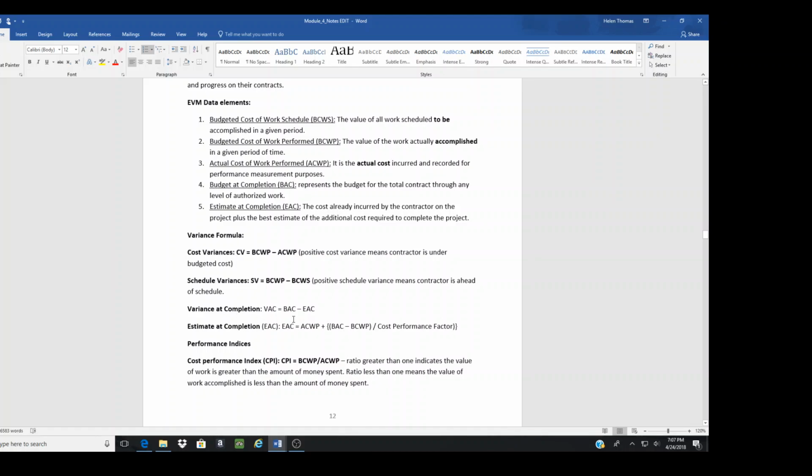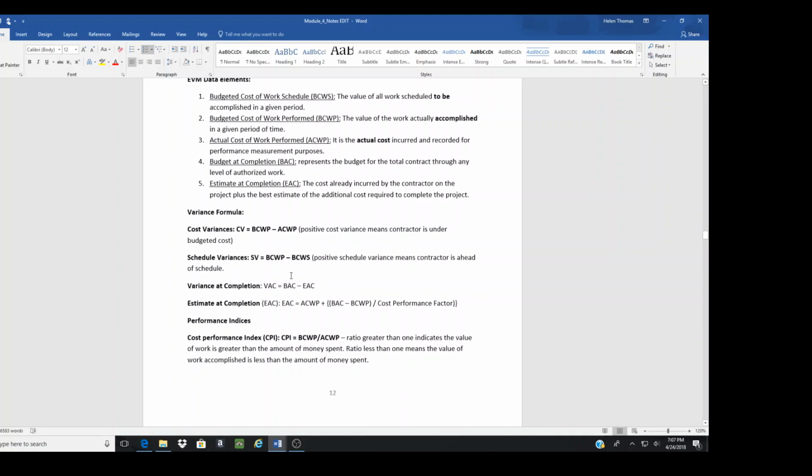Variance at completion equals budget at completion minus estimate at completion. And estimate at completion is calculated, and this one has a great big formula. Actual cost of work performed plus the difference of the budget. So definitely make sure you take your time here with this one.